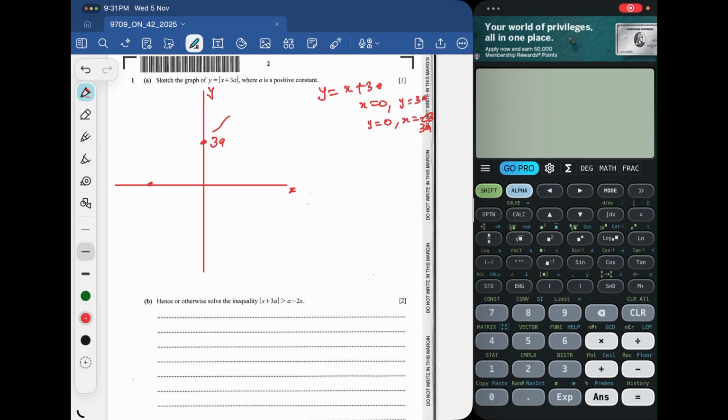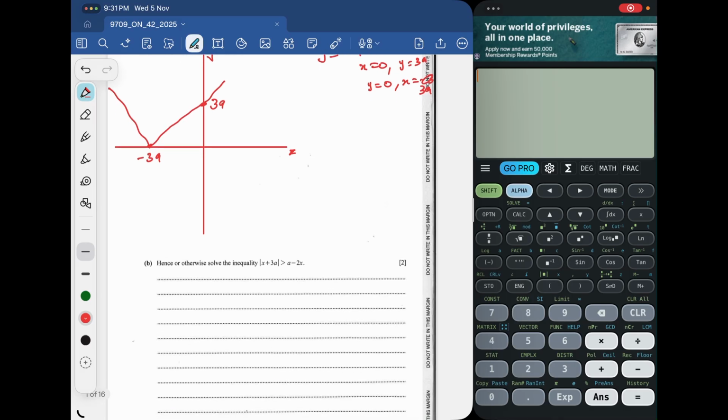So this line actually goes like this, right? But I don't need that line. So I need it to come here and be a V on this side. So this is minus 3a. So that is my modulus. That is the graph they want me to draw.